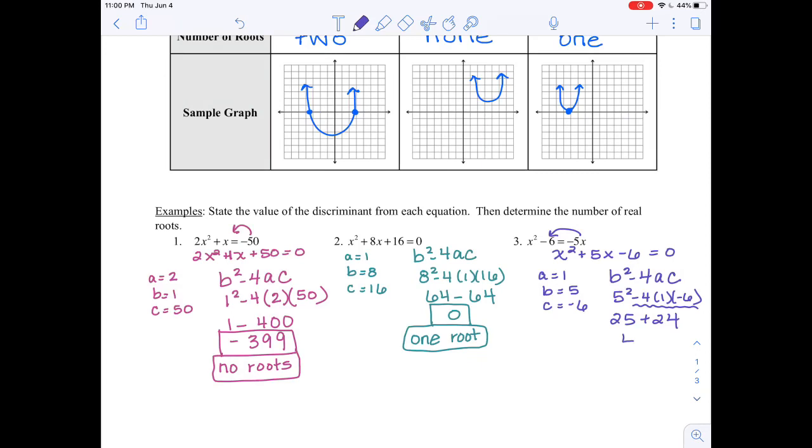And 25 plus 24 is 49. So our discriminant is 49. And since that's a positive number, that means that this equation has two solutions or roots.